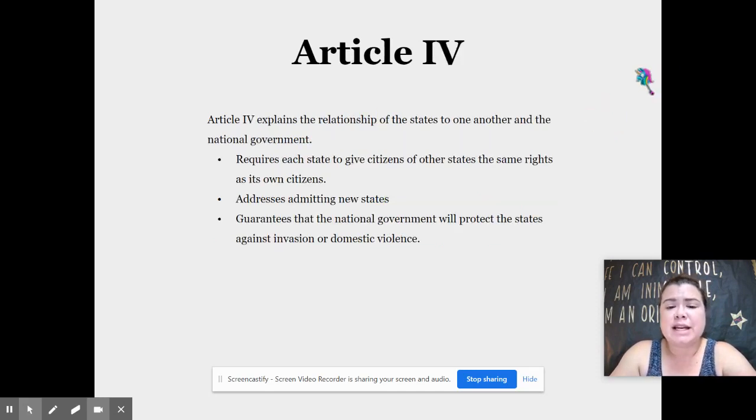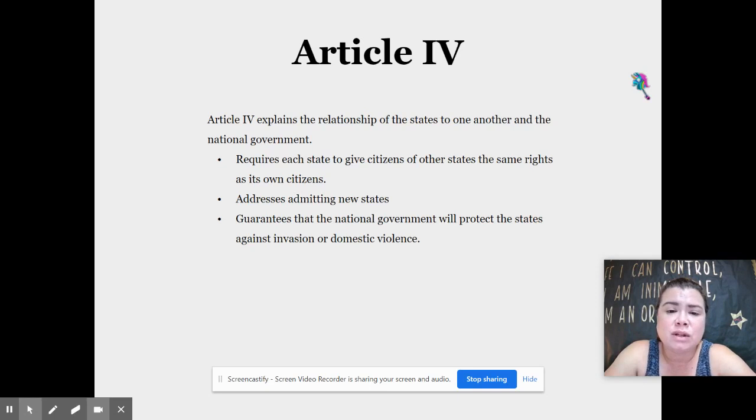Now, Article 4 explains the relationship of the states to one another and to the national government. There are a couple of things when we talk about relationship as well as citizenship. So right now, as a U.S. citizen, you have dual citizenship, basically. You have citizenship of the country that you belong to, so the United States, and then you're also a citizen of the state that you live in. So we are Californians, therefore we are citizens of California, and we are not Arizonians or Nevadans or anything like that. We are Californians. We reside and live and pay taxes in California, therefore we are citizens of that state.